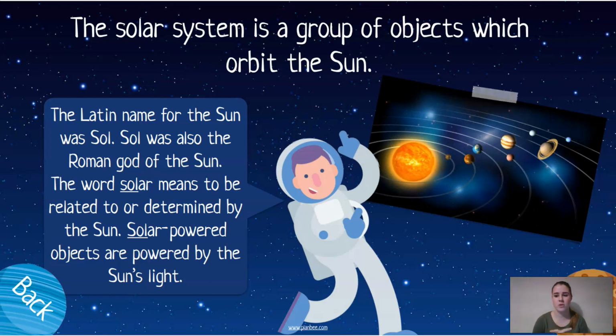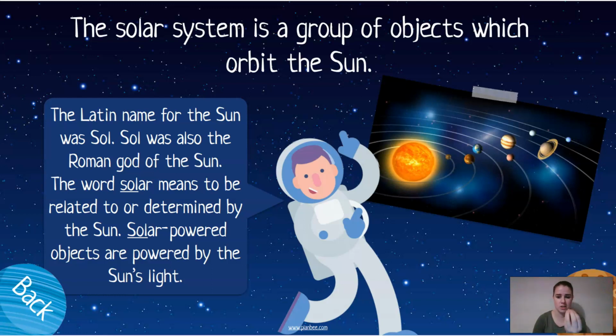And for any of you that remember your Romans topics from year 4, Sol was also the Roman name of the Roman god of the sun. So the word solar has the beginning of sol at the beginning of it, means to be related or determined by the sun. Therefore our system is powered and controlled by the sun. So the solar powered objects are powered by sunlight.